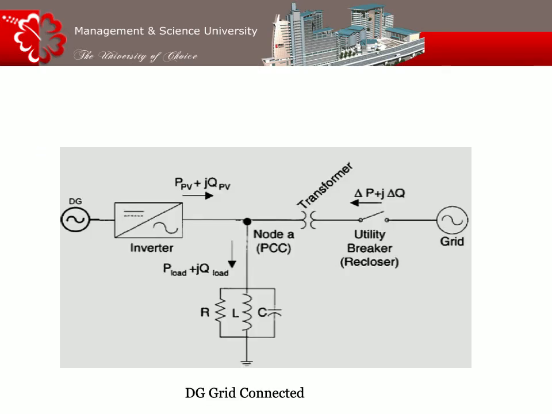So you can see here we have the DG grid connected. As you can see, on the left side we have the DG, which is connected to the inverter base, and also we have the PCC. This node is the PCC, point of common coupling, and also we have the circuit breaker, and then it's connected to the utility grid.